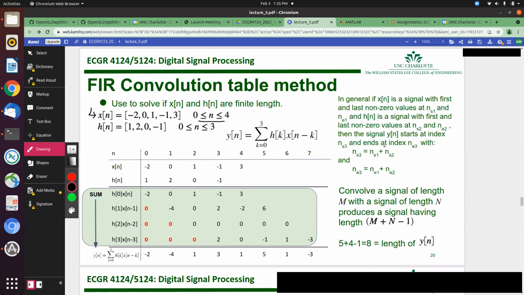So that's n greater than or equal to 0, meaning it's actually there. So there are 5 values in this list of numbers, and there are 4 values in this list of numbers. And this is how I represent H. And the procedure for doing the discrete convolution is as follows. You make a table. This is called the tabular form of convolution.